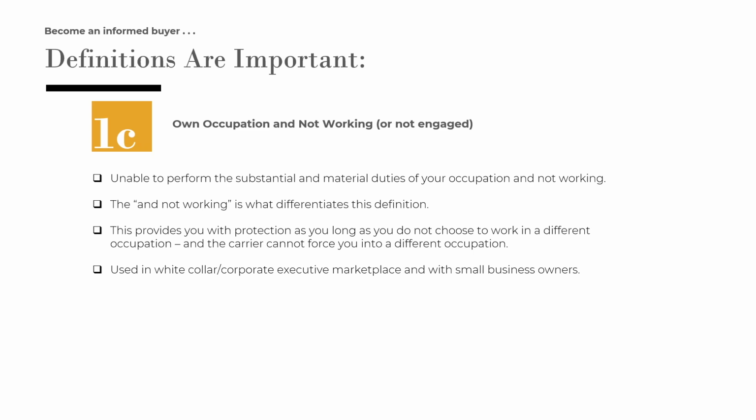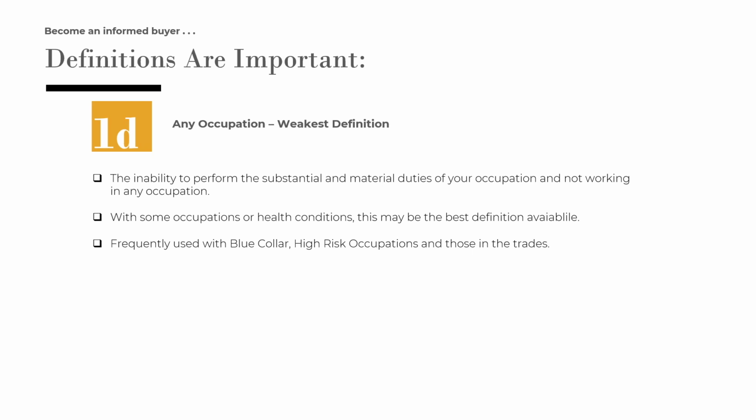So we're kind of walking down the cost perspective here. The cheapest definition is any occupation. This is also the weakest definition. Here, the inability to perform the substantial and material duties of your occupation, and you're not working in any occupation. With some occupations or health conditions, this may be the best definition that you've got. Blue collar or high risk occupations typically are only going to qualify for this sort of definition, but it is important to pay attention to it.